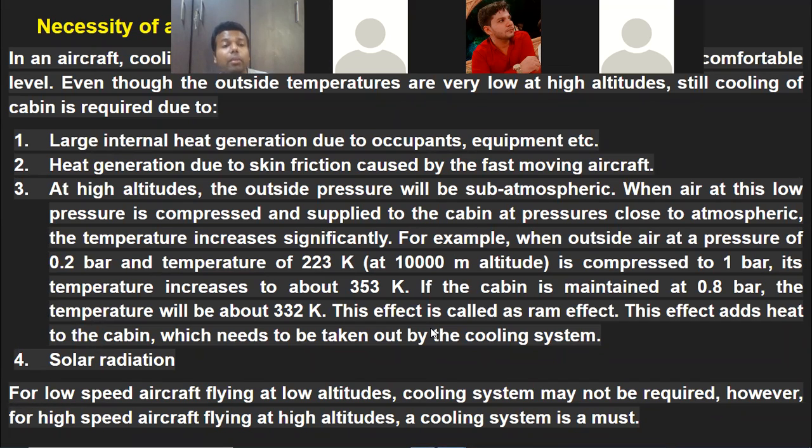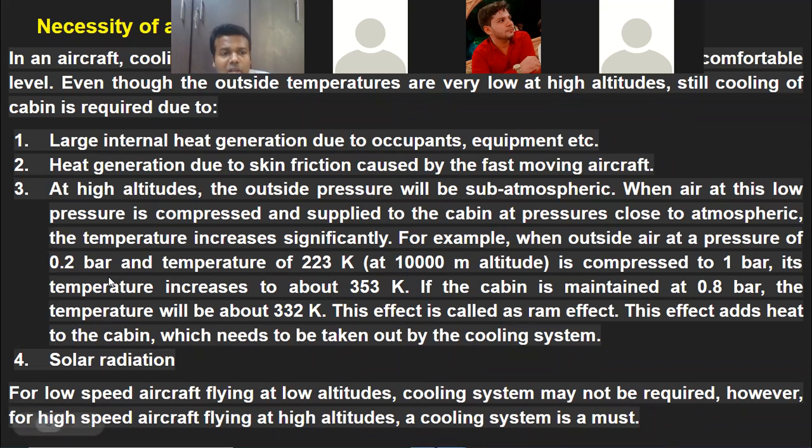Okay, the cabin pressure is close to atmospheric, and the temperature increases significantly. For example, just take the example: what happens when the outside air is at a pressure of 0.2 bar and the temperature is 223 Kelvin, at approximately, let's say, 10,000 meters altitude, and you compress the air to 1 bar? See what happens.